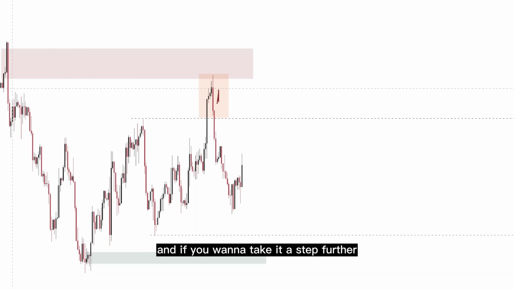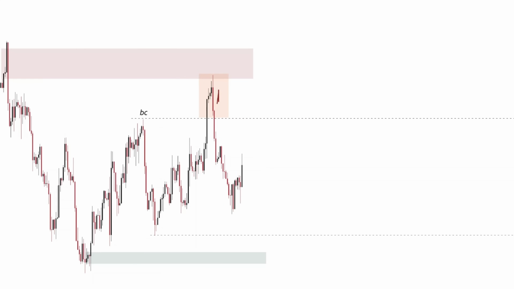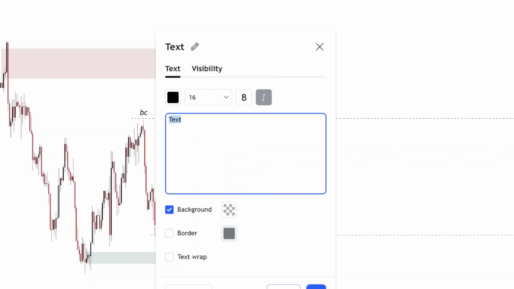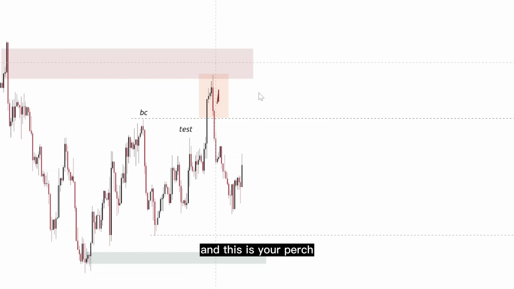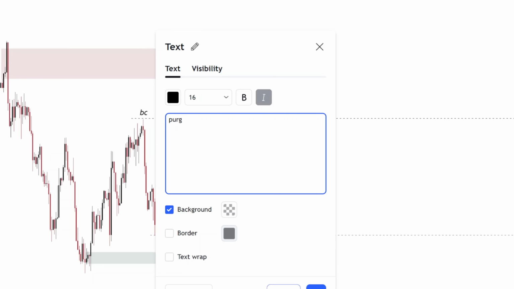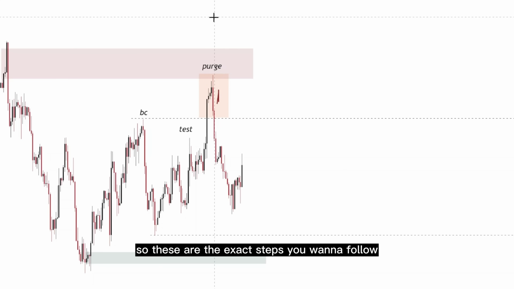And if you want to take it a step further, you can say this is your buying climax. This is your test. And this is your purge. So these are the exact steps you want to follow to grab your weekly high or weekly low.